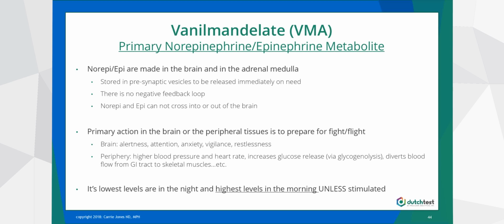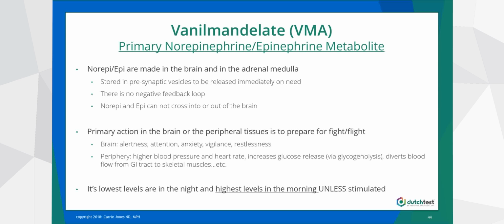Now, VMA is your primary norepinephrine and epinephrine metabolite. It is made in the brain and in the adrenal medulla, and it is stored. Cortisol is not stored, but norepinephrine and epinephrine are. They're stored in presynaptic vesicles. When you get in a fight or flight situation, they are dumped immediately, released in microseconds. But they should also be broken down fairly quickly. The half-life of norepinephrine and epinephrine is just minutes, whereas cortisol's is 1 to 3 hours, depending. So just a little history on that. There is no negative feedback here, and norepinephrine and epinephrine do not cross into or out of the brain.